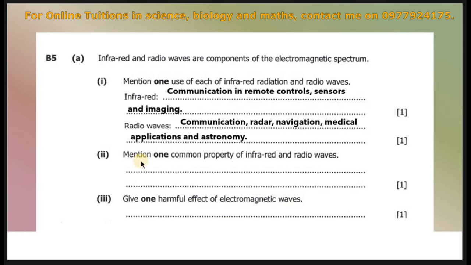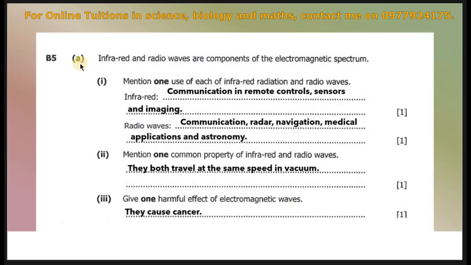Then to mention one common property of infrared and radio waves. So one, they both travel at the same speed in vacuum. Yeah, so these travel at the same speed in vacuum. Okay. Then in three, give one harmful effect of electromagnetic waves. They cause cancer. So they can also cause cancer.